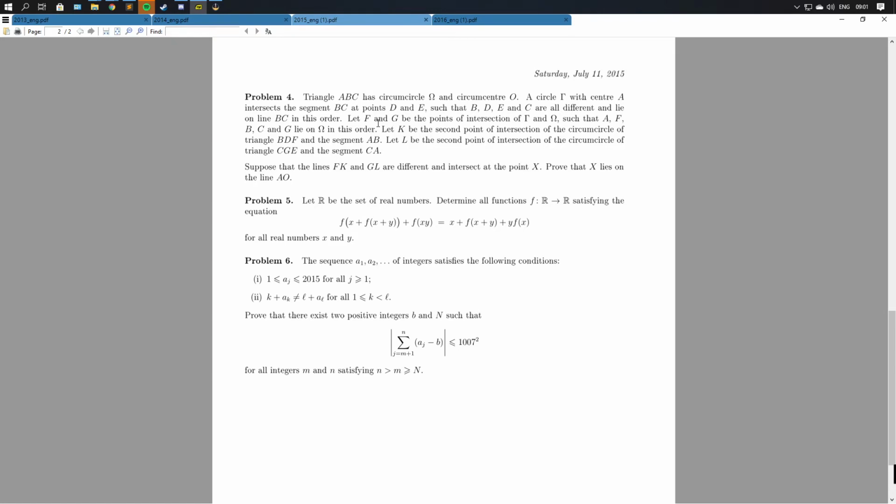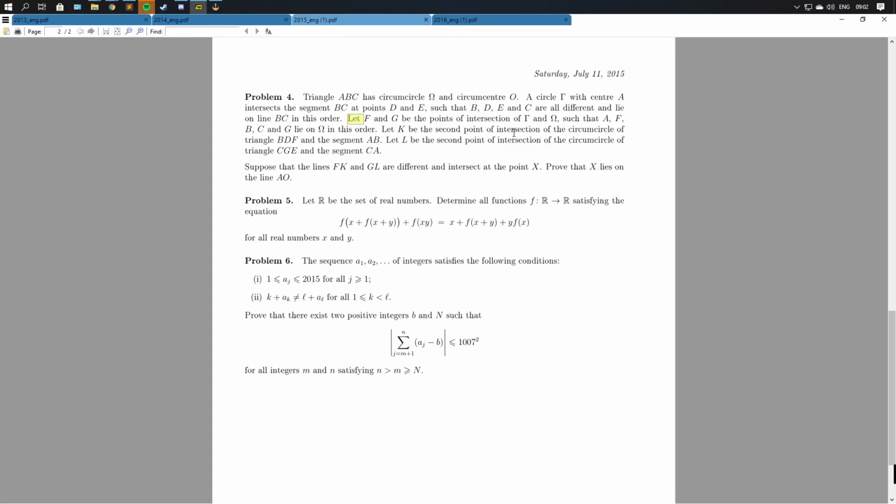So we have a triangle ABC with circumcircle omega and circumcenter O. A circle gamma with center A intersects the segment BC at points D and E such that B, D, E, C are all different and lie on line BC in that particular order. And let F and G be the points of intersection of gamma and omega such that A, F, B, C, and G lie on omega in this order.